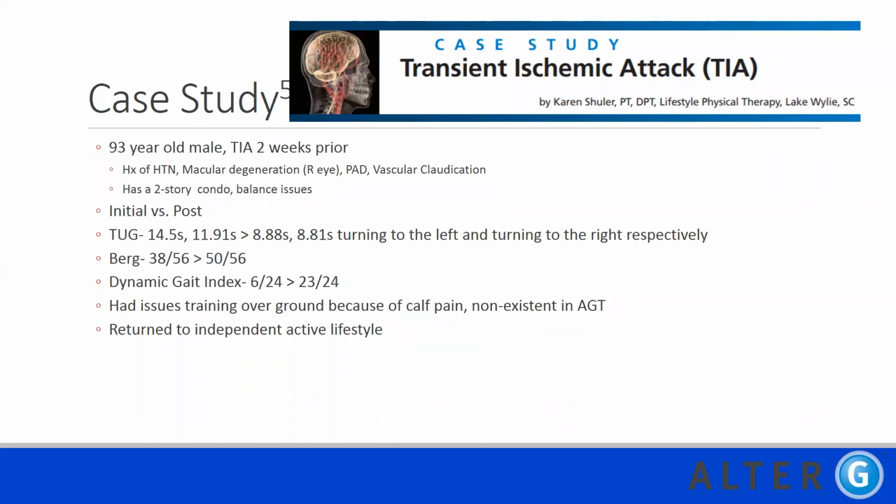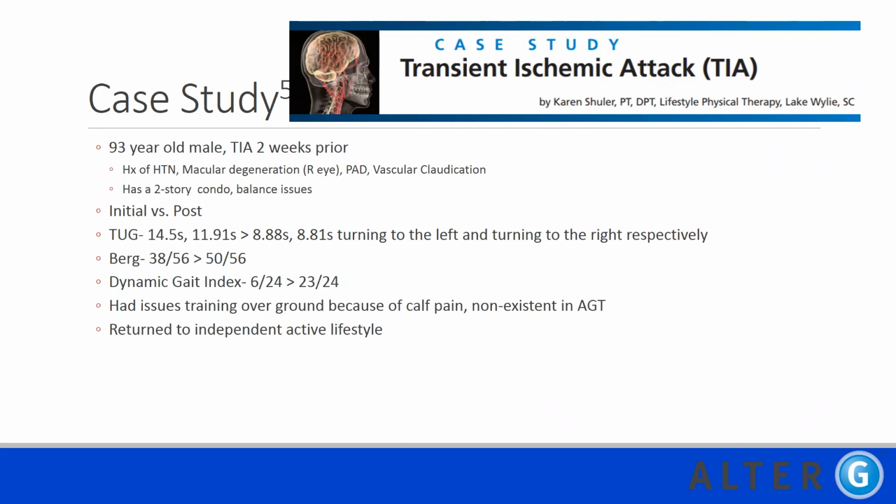And again, strokes are different between all different people, and I'll explain my story versus this one in a second. But this case study, they did a timed get up and go test. They did the Berg balance score, dynamic gait index, pre and post. I'll show you the protocol in a second. But one thing to note was that he had issues training over ground because of the calf pain, which was non-existent in the AlterG. So he no longer had this pain. He was able to exercise in the AlterG, and he was able to return to an independent active lifestyle afterwards.